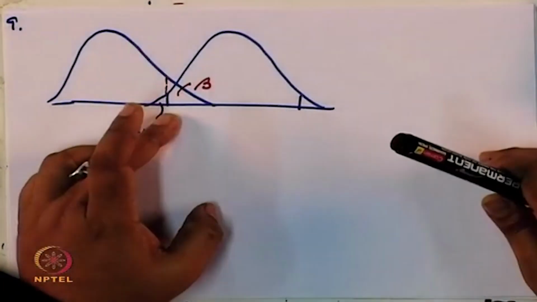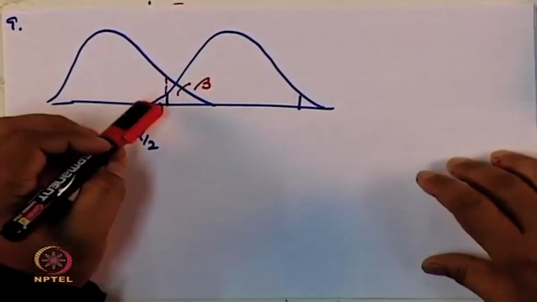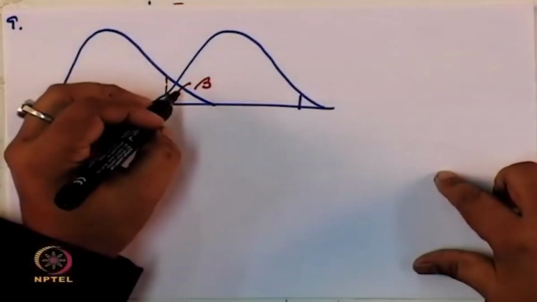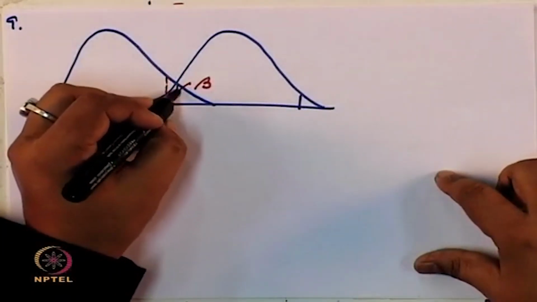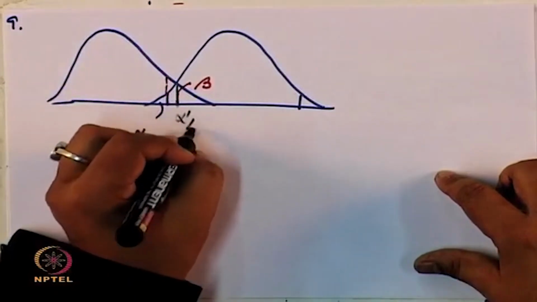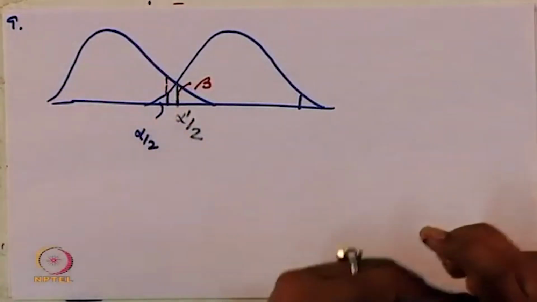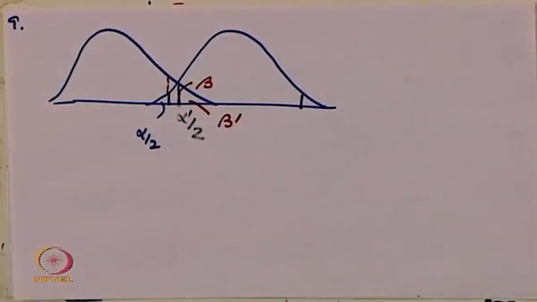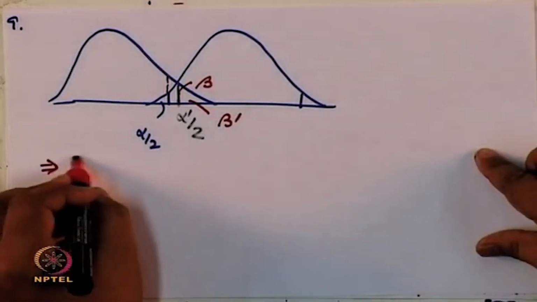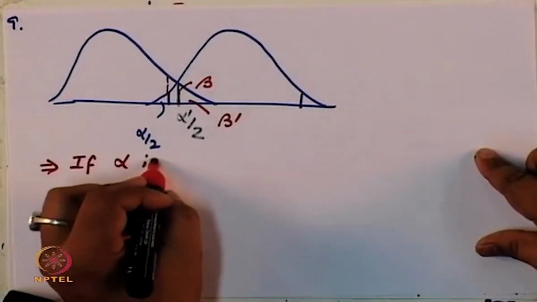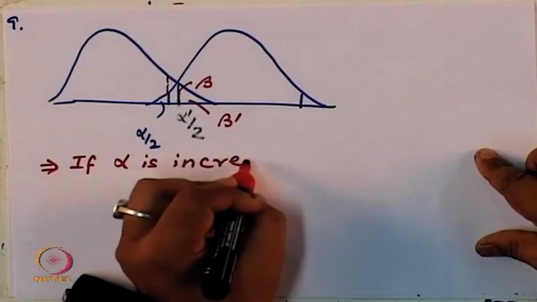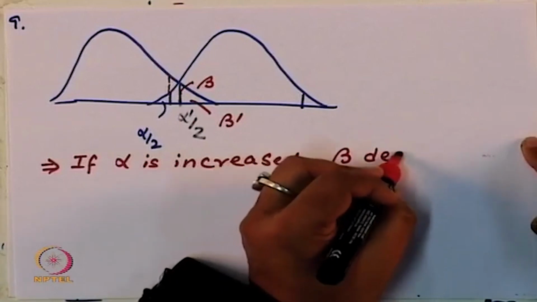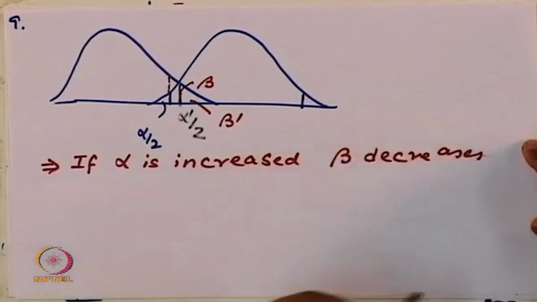So, what you can clearly see from this curve is if I increase my alpha, so let us say if I had chosen alpha prime equal to this, let us say this is my alpha prime by 2, then correspondingly this area is going to be beta prime. So, this implies that if alpha is increased, beta decreases.